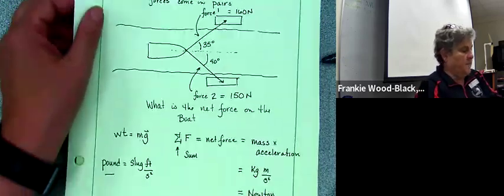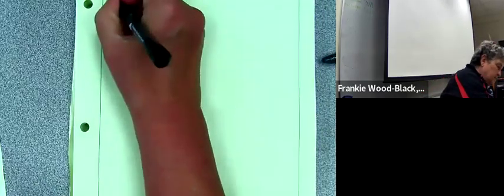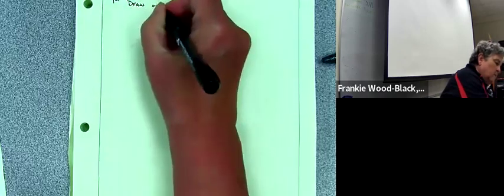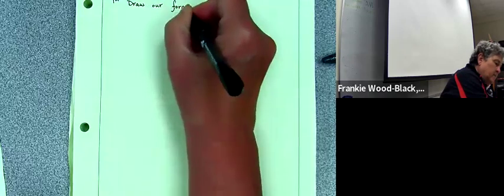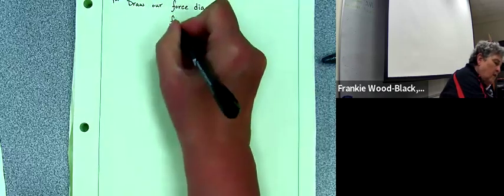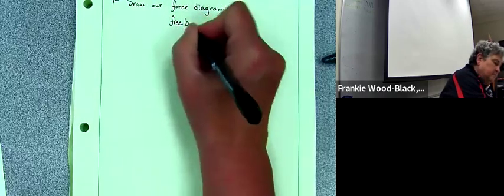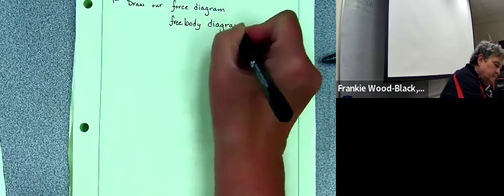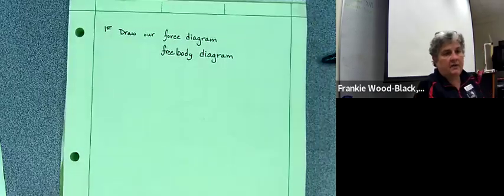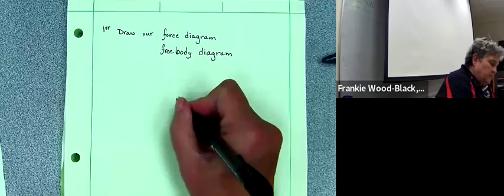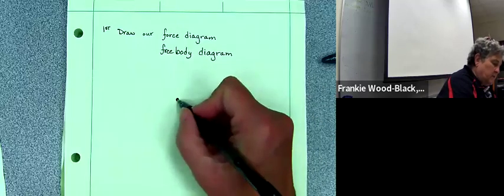So we're going back to our boat problem. The first thing you do with these problems is we're going to draw our force diagram, or we're going to draw what we call a free body diagram. You'll see them as force diagrams, you'll see them as free body diagrams. So we have our boat, and our dot's going to represent our boat.